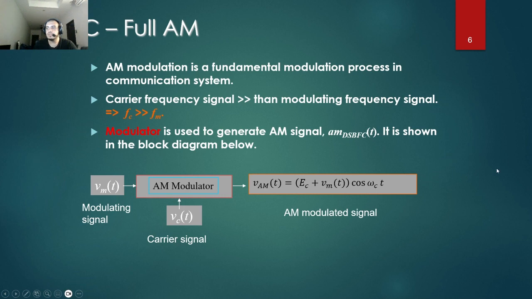As you can see in the block diagram, we have first the modulating signal, which goes to the AM modulator, and the carrier signal also enters the AM modulator and comes out with this equation, which is the formula of the DSB-FC, equal to Ec plus Vm(t) cos ωc t.